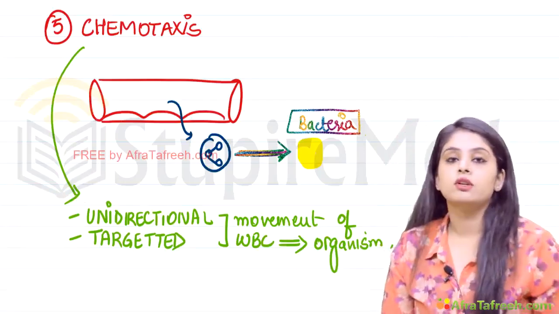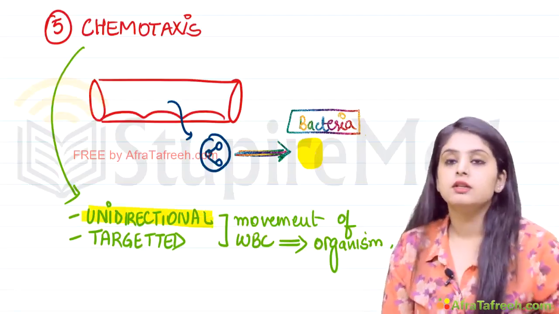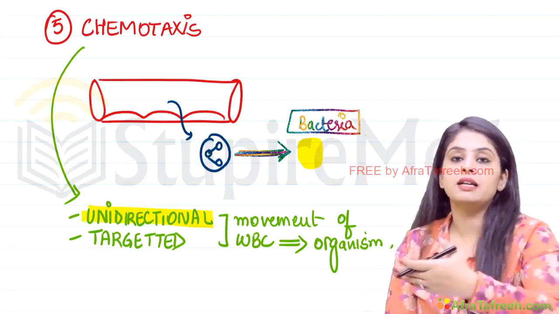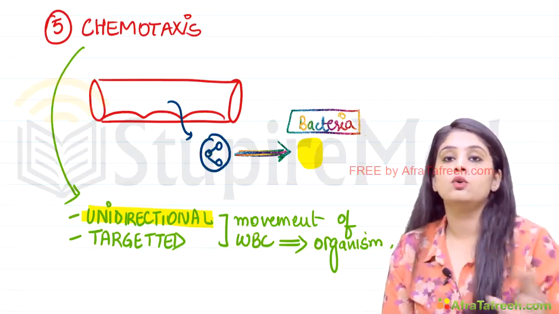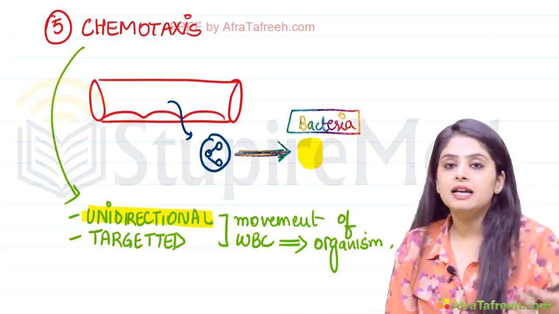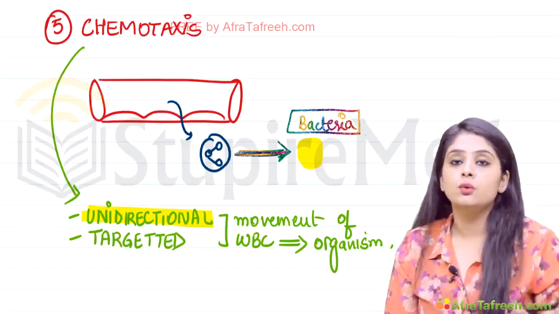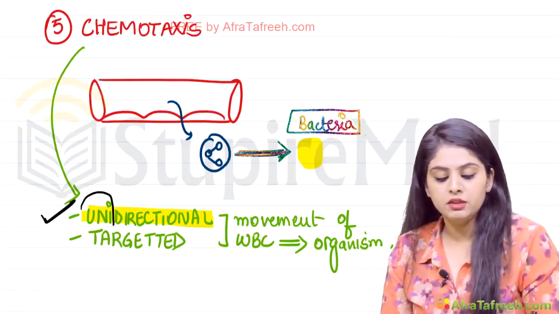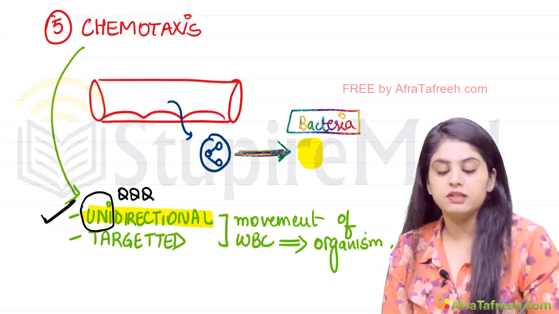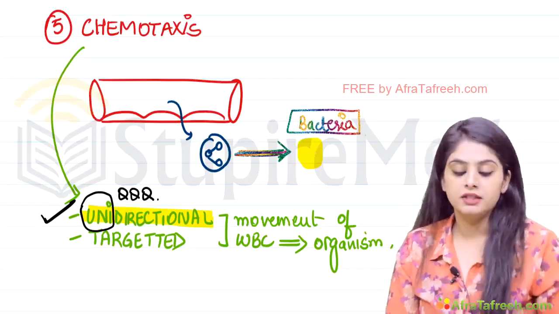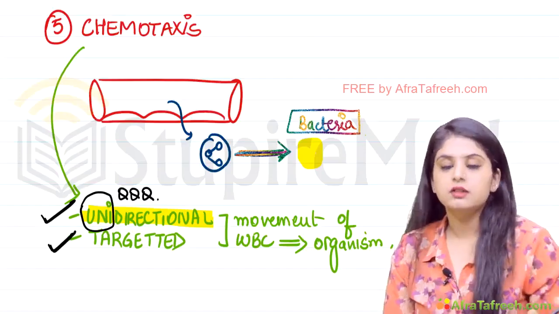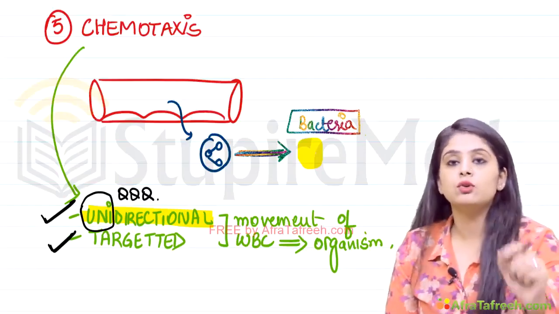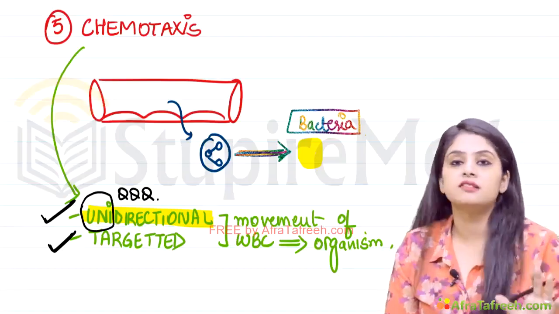Why have I focused on these two terms so much? It is unidirectional. The WBC can only go towards the bacteria or towards the organism, nowhere else. Will it be bidirectional, multidirectional? No. That is how the MCQ comes. You need to remember that it will always be unidirectional. That is exactly what the examiner tends to focus on. Second, it is targeted. It knows that it has to go to its target. The WBC knows it has to go to that bacteria. It won't go anywhere else in the body.